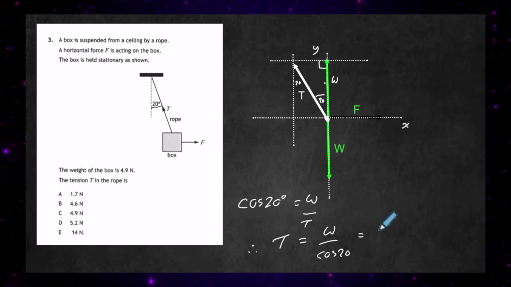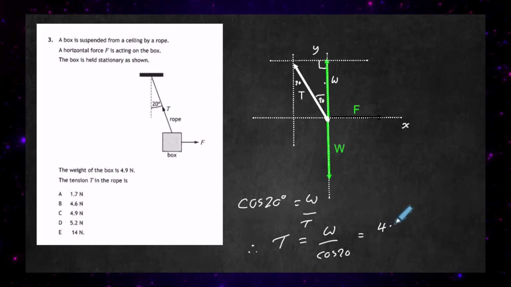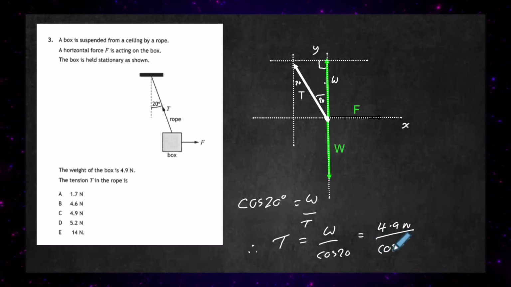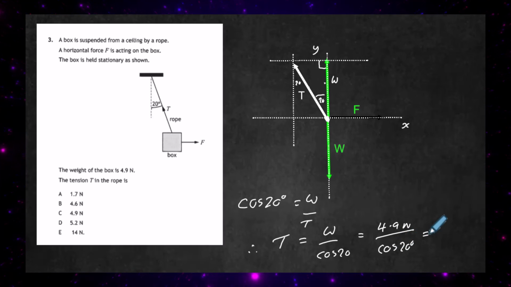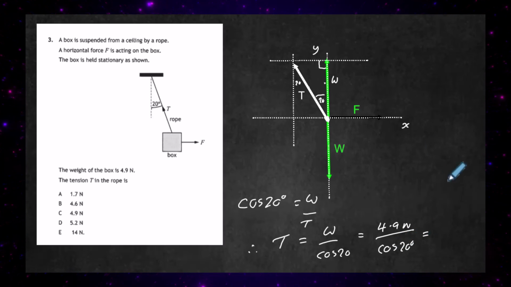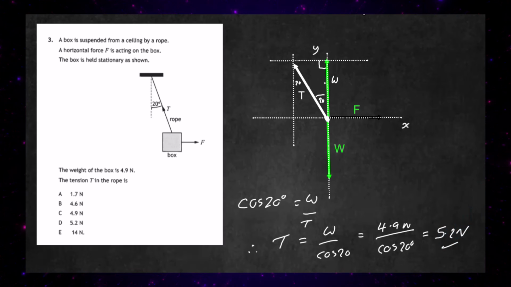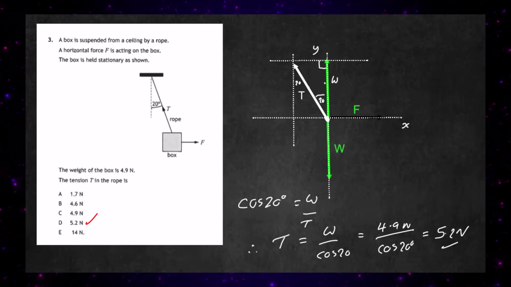We know the weight of the object is going to be mg, but we can go straight ahead and say that the weight is 4.9 because that's what we're told, 4.9 newtons. And we've got to divide that by cos of 20 degrees. Now we do that on our calculator, we end up with a value of 5.2 newtons on our calculator. And that seems to be the answer in our sheet, which is going to be D in the multiple choice.